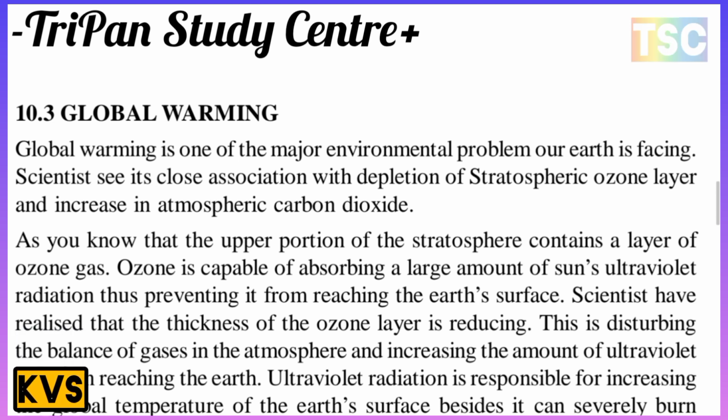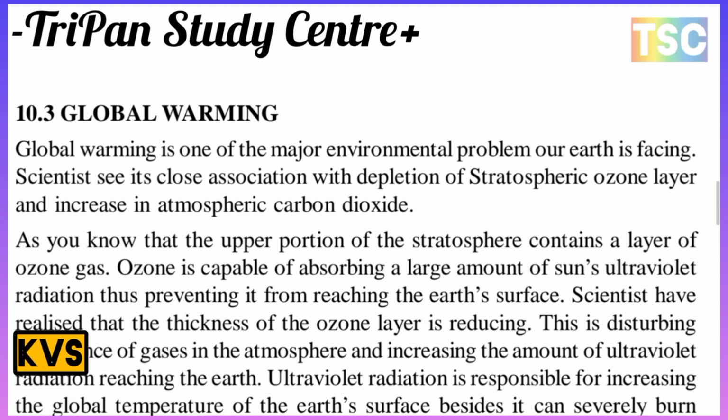As you know, the upper portion of the stratosphere contains a layer of ozone gas. The ozone is capable of absorbing a large amount of the sun's ultraviolet radiation, thus preventing it from reaching the earth's surface. Scientists have realized that the thickness of the ozone layer is reducing, and this is disturbing the balance of the gases in the atmosphere, increasing the amount of ultraviolet radiation reaching the earth.